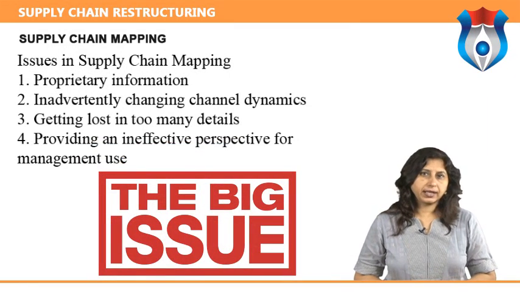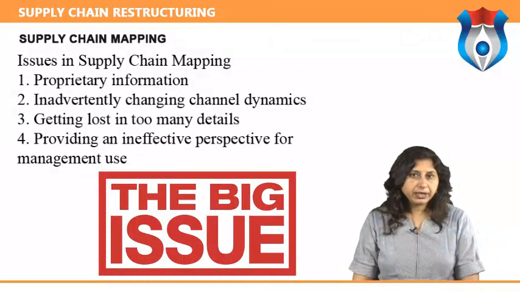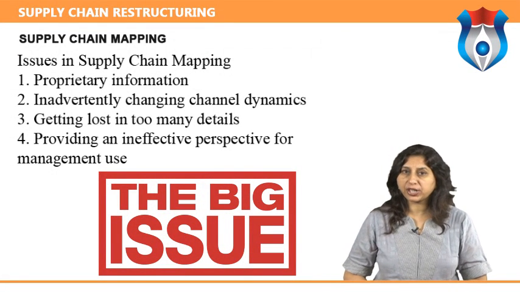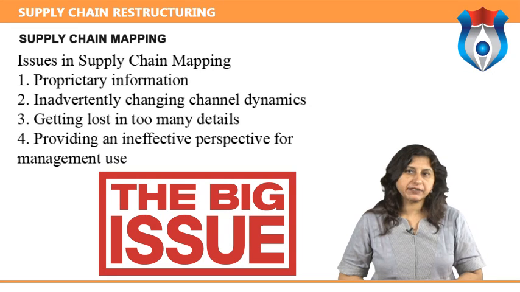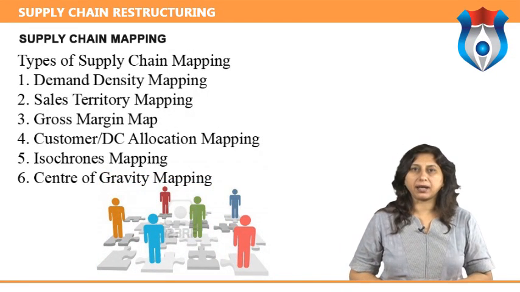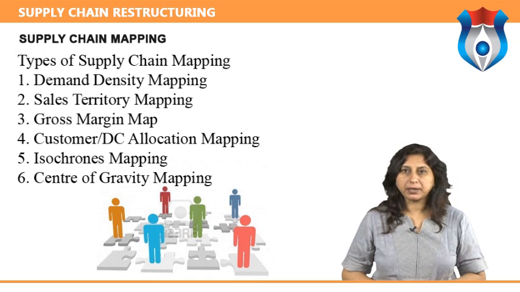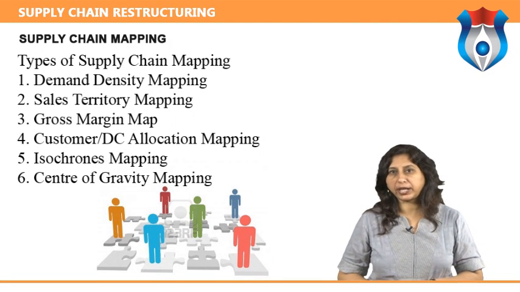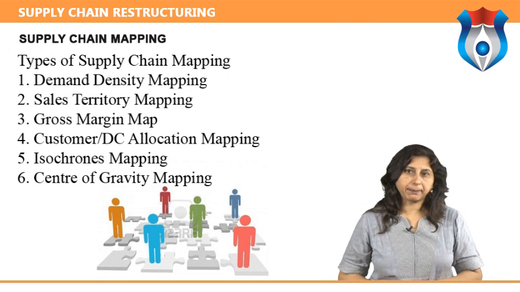4 issues in supply chain mapping can be recognized: proprietary information, inadvertently changing channel dynamics, getting lost in too many details, providing an ineffective perspective for management use. The types of supply chain mapping are demand density mapping, sales territory mapping, gross margin map, customer DC allocation mapping, isochrones mapping, center of gravity mapping.